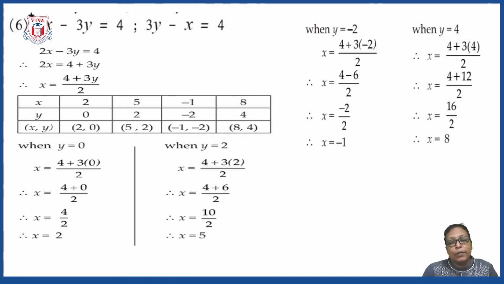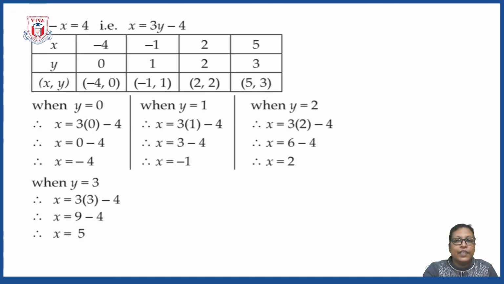Now equation number 2 is a little bit simpler because x is having only coefficient as 1. Okay, so we can solve it easily. So the second table we will prepare. 3y minus x is equal to 4, that is x is equal to 3y minus 4. So you can take any value of y, as I have said, since here division part is not there, you can take any value. You don't have to think much here.